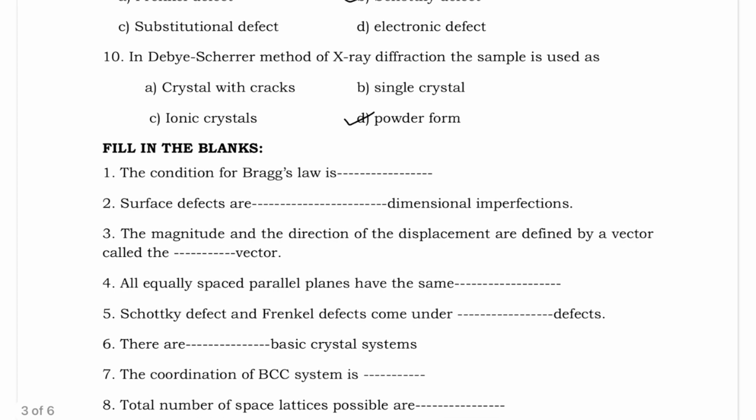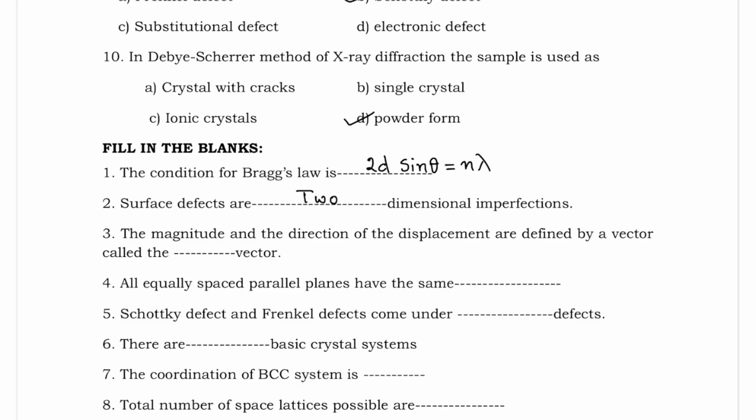Next, question 11. Now we are going into fill in the blanks. Question number 1. The condition for Bragg's law is 2d sin theta equals n lambda. The surface defects are two-dimensional defects.